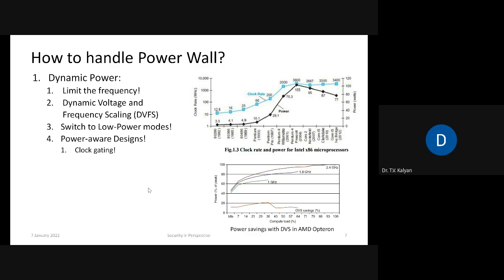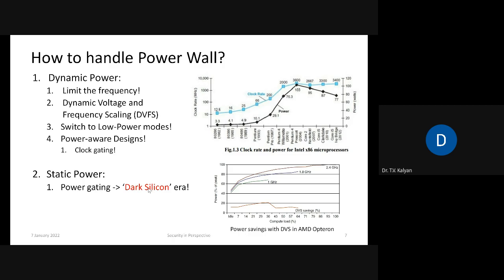And there were more techniques like clock gating. Clock gating meaning you stop the clock, supplying the clock to the module if it is not under use. Then we have power gating as the possible solution to handle static power. So power gating means that we are not going to supply power to some circuit or a module which is not currently under use. We are going to shut it down completely.